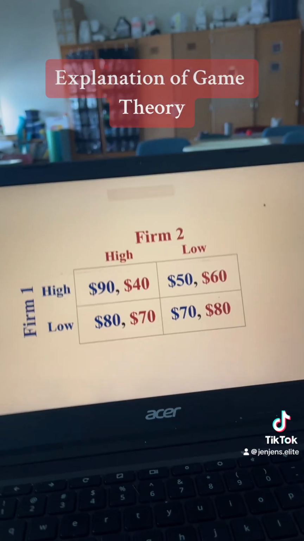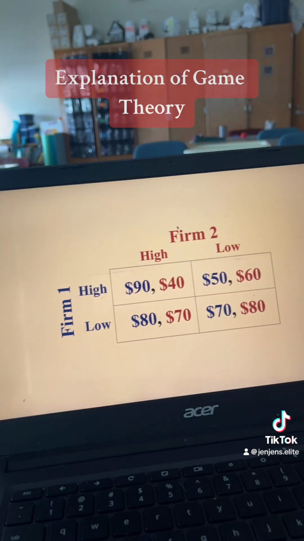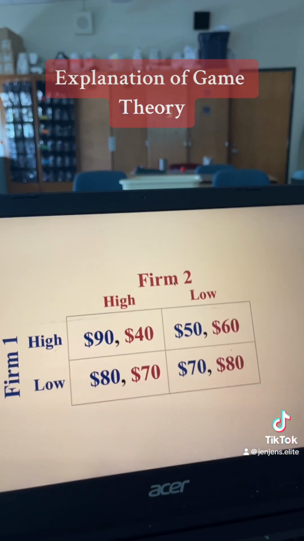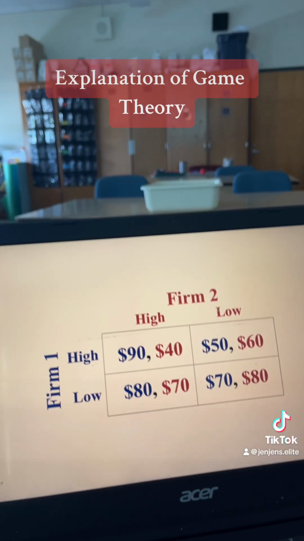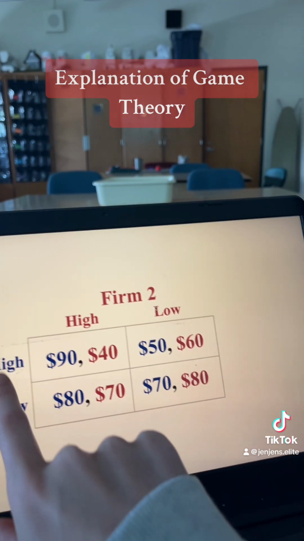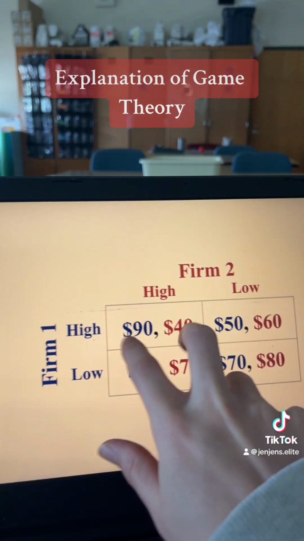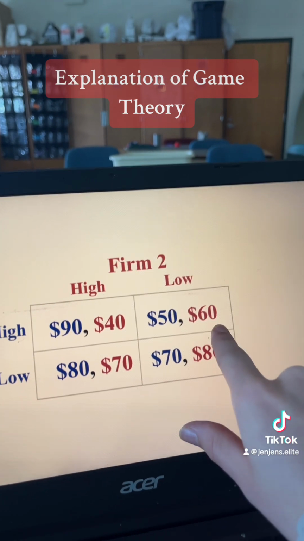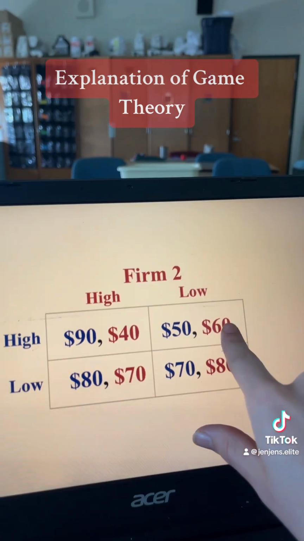Okay, so before we go into the FRQ, we are going to explain a mini game theory to you. First we're going to explain dominant strategy, and both of these firms have a dominant strategy, so let's explain how. If this firm chooses high, this firm is going to choose the higher number, which, comparing 40 and 60, would be 60.